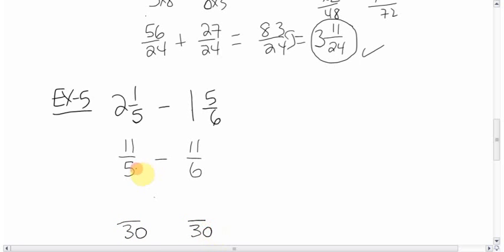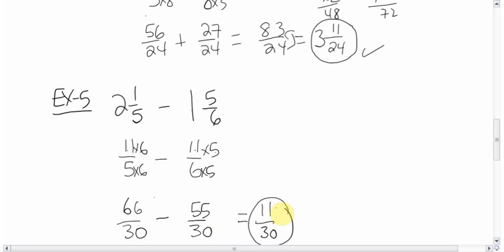It is 30. How do you get 5 to become 30? Times by 6. Do the same to the tops. That's 66. Don't forget the minus sign. How did 6 become 30? Times by 5. Do the same to the top. That times that is 55. You subtract the tops, leave the bottom. This gives you 11, and that stays as 30. You're done, because you can't reduce it.